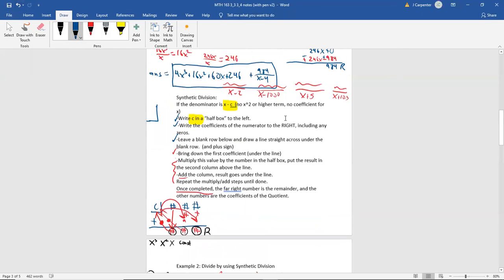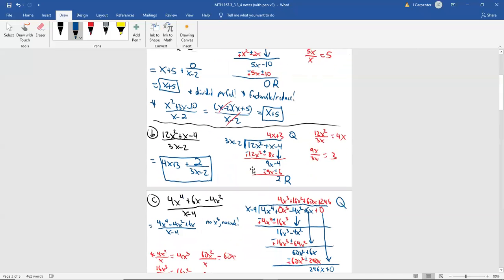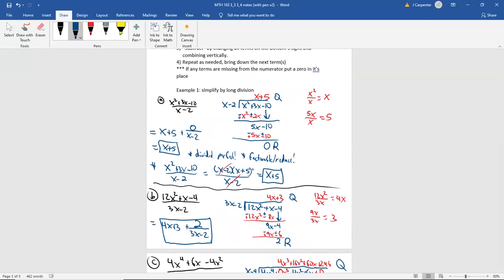Let's go back to the long division and see what we originally got. Holy cow, we got x plus 5, which we also proved by doing the factoring and reducing, because this was kind of a special problem. So again, long division, all the work was here. We had to do some side work for that, and then we got our answer.